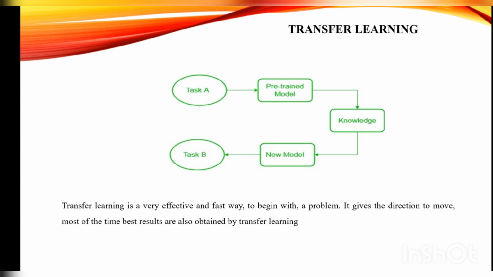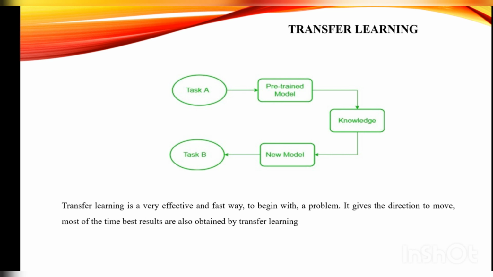Here we are going to use the pre-trained weights, and just change the configuration file according to our customized need. In this case we are going to predict fire, so it is only a single class prediction, and we need to configure it to our customized needs. Transfer learning is a very effective and fast way to begin with the problem, and it gives the direction to move. Most of the time the best results are also obtained by transfer learning.